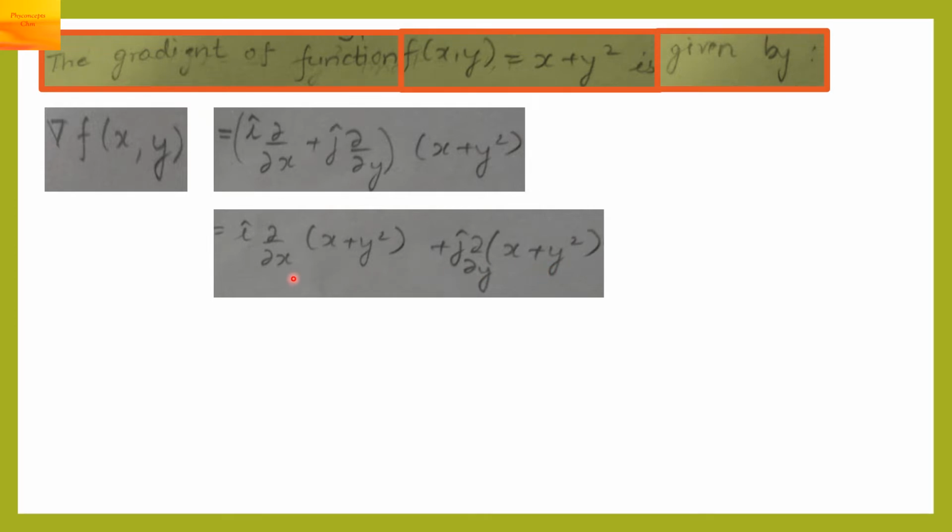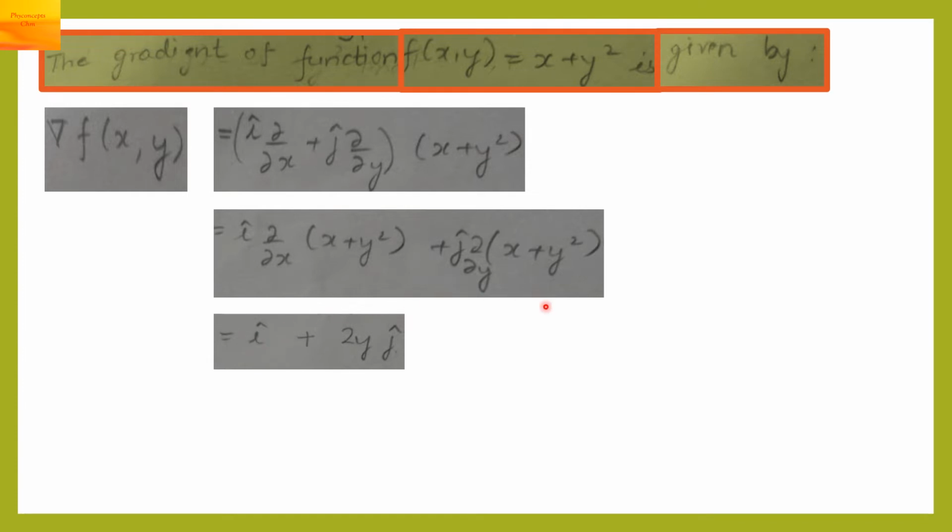In the next step, we will differentiate first with respect to x. We differentiate x, that is 1. Differentiation of y squared with respect to x is 0. So what remains here is only i cap.